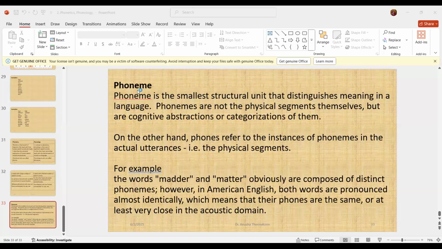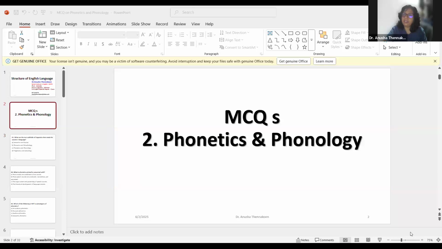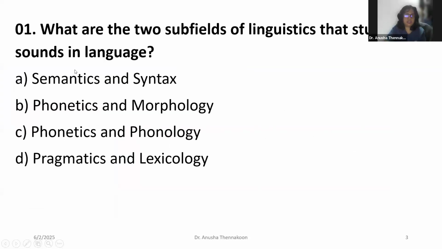Okay, so these MCQ questions are based on today's lesson. When you answer these, your memory about what we learned will be very strong. Okay? First question. You just share the answer. Phonetics and phonology. What are the two subfields of linguistics that study the sounds in language?